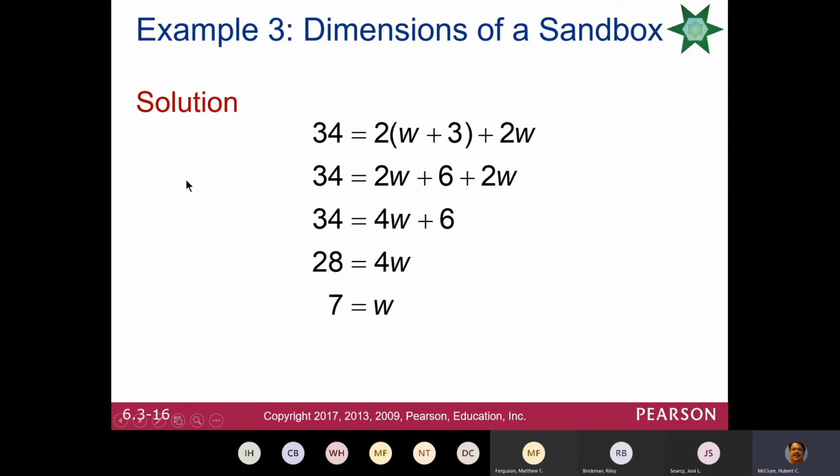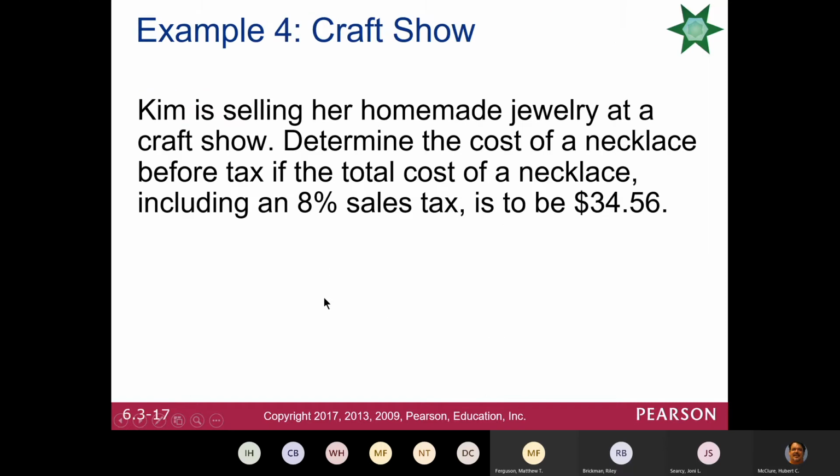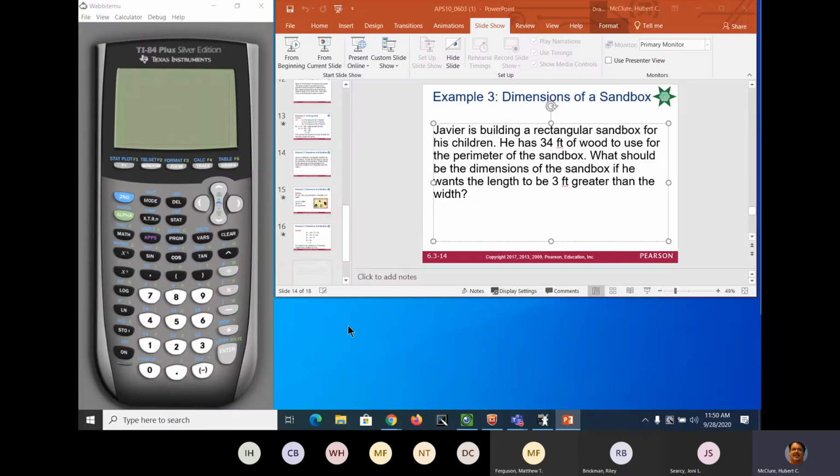And 7, back substitute, you get 10. Kim is selling her homemade jewelry at a craft show. Determine the cost of the necklace before tax, if the total cost of the necklace is given. This is the Walmart equation. Aren't y'all glad I taught y'all the Walmart equation so long ago?